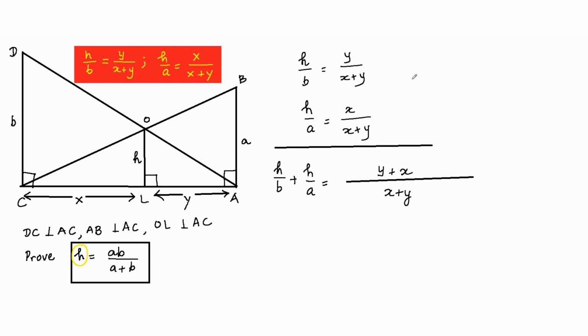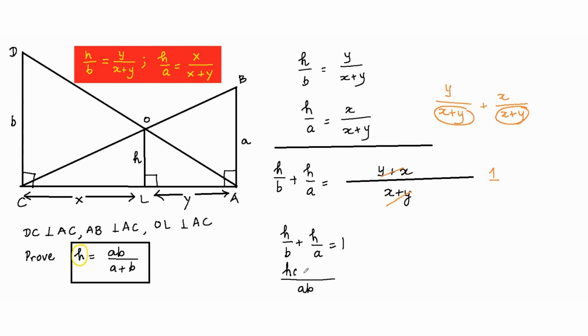So when I add these two, this is equivalent to adding two fractions. So y upon x plus y plus x upon x plus y. And the denominator is same. That is why I can simply add the numerators. So I get y plus x upon x plus y, which simplifies to 1. And therefore, h upon b plus h upon a is equal to 1. The great part about this is x and y are eliminated now. Now I can take the LCM. The LCM of this is a into b.